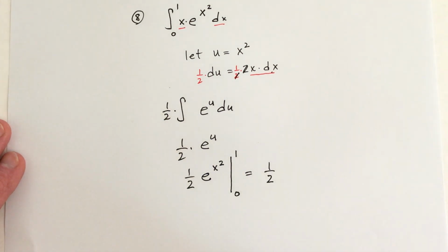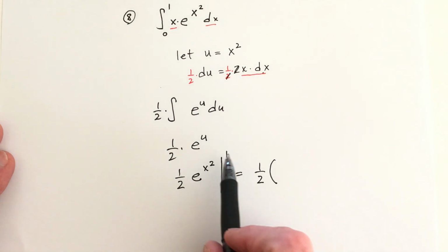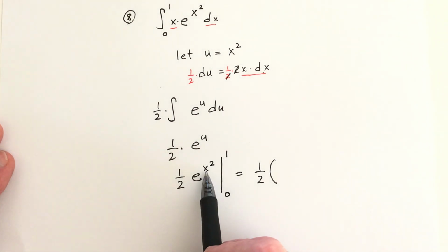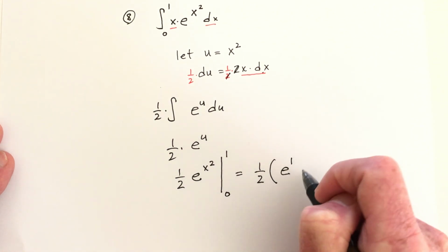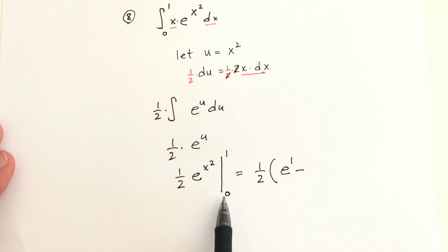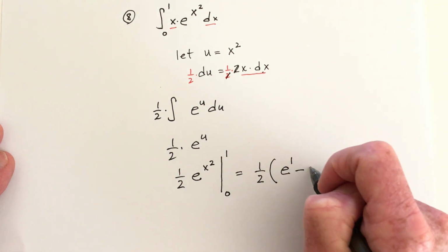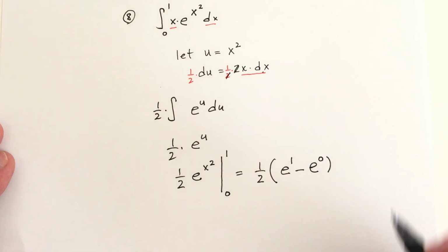So that's going to be 1/2, and you could just leave the 1/2 factored out. Substitute this number first, so that's going to be 1 squared, which is just 1, so it's going to be e to the 1, minus, when you substitute this number for x, 0 squared is 0, so it's e to the 0.